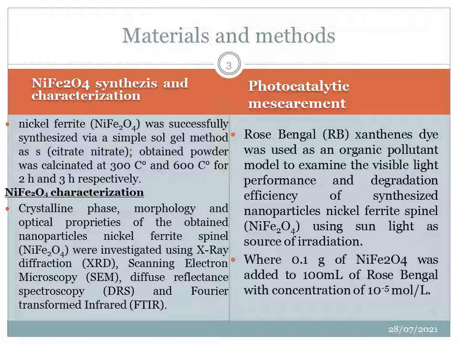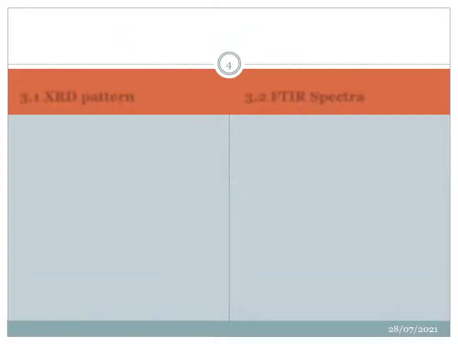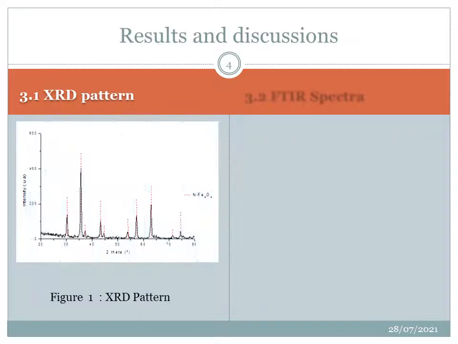For the characterization of the samples, the XRD pattern showed the crystallinity and the phase purity of the synthesized spinel. The peaks shown in figure 1 are well indexed in the cubic phase with the space group Fd3m. The highest peak, at 2 theta equal to 35.63 with the hkl index 311, represents the formation of the nickel ferrite crystalline phase.